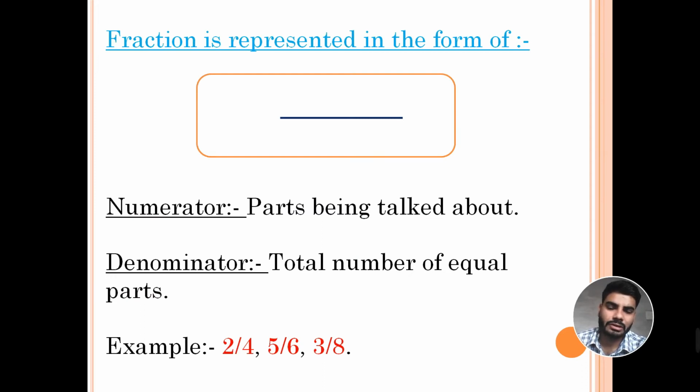So a fraction is always represented in the form of numerator upon denominator. See here, this is a dividing line, and the numerator always lies above this dividing line and the denominator always lies below this dividing line. Now let's see what is numerator and what is denominator. So the numerator is the number of parts being talked about, and the denominator is the total number of equal parts.